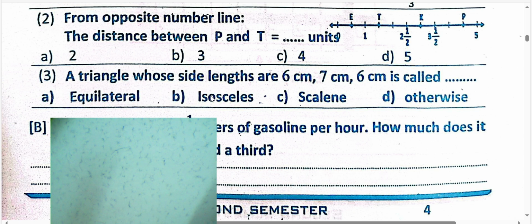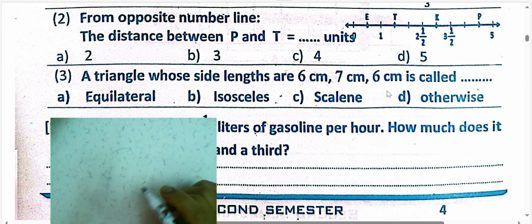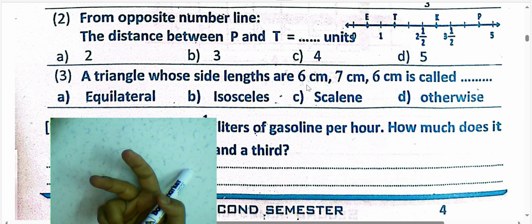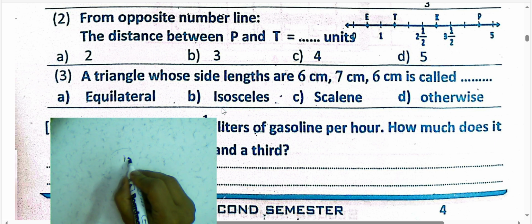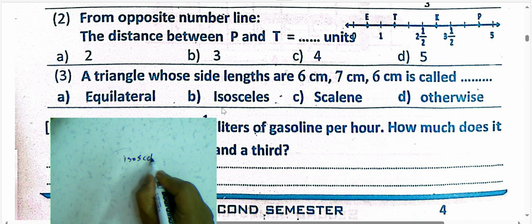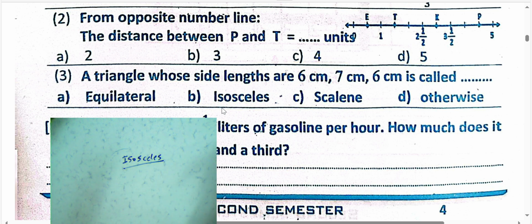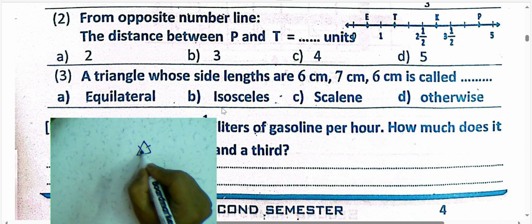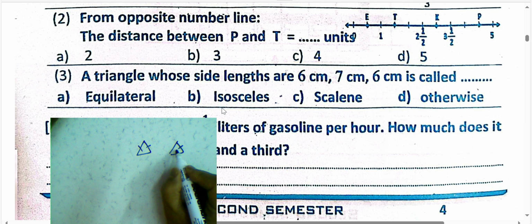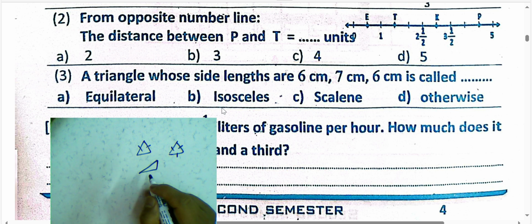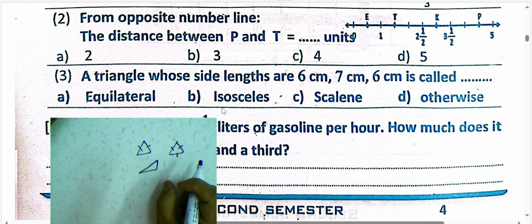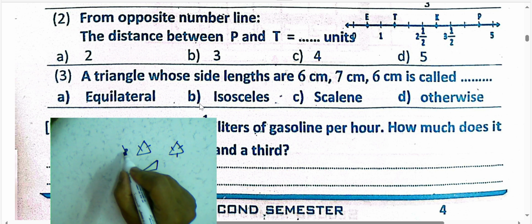Next question. A triangle whose side lengths are 6 cm, 7 cm, 6 cm is called. We have two sides here of equal lengths. Two sides equal, then we call it an isosceles triangle. We call it an isosceles triangle. Of course, my dears, when I have two sides equal, I call it isosceles. And if all sides are equal in length, it is an equilateral triangle. If we have 3 sides of different lengths, we call it scalene. So this example we call isosceles. Choose letter B.